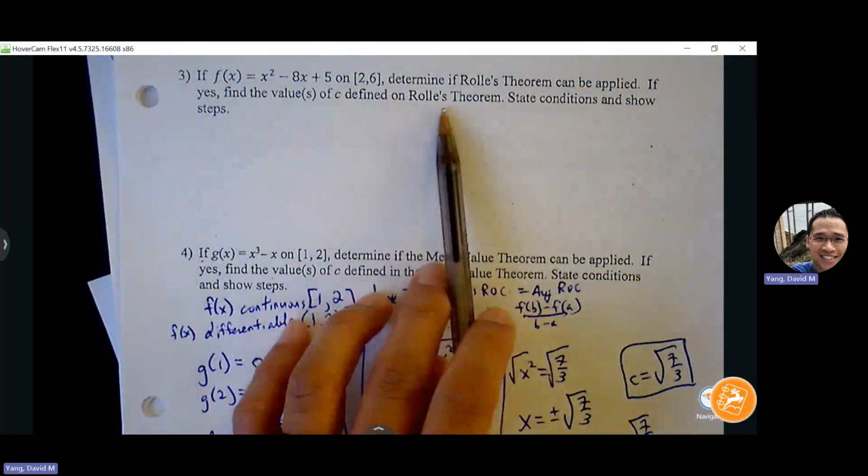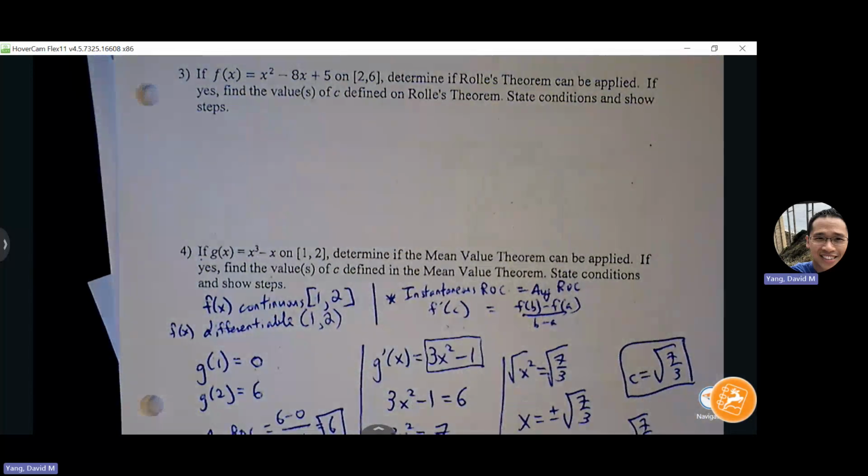Okay, so try number 3. See if you can basically go through the mean value theorem steps for number 3. Yeah, but make sure you step through and write your conditions, right? Because if you don't, you're losing a point there.